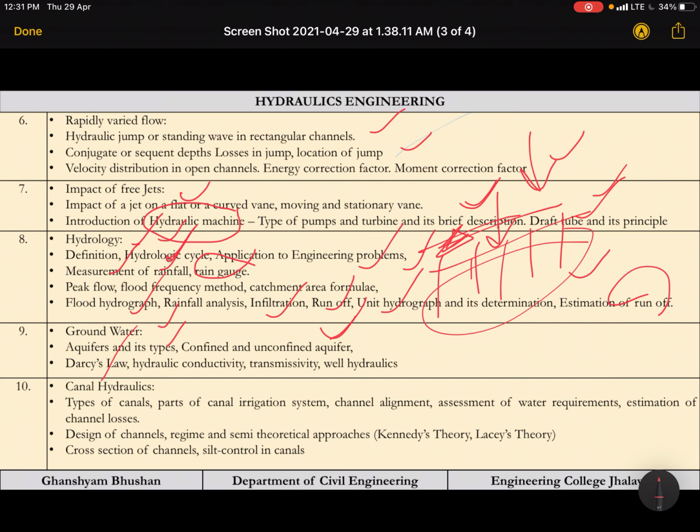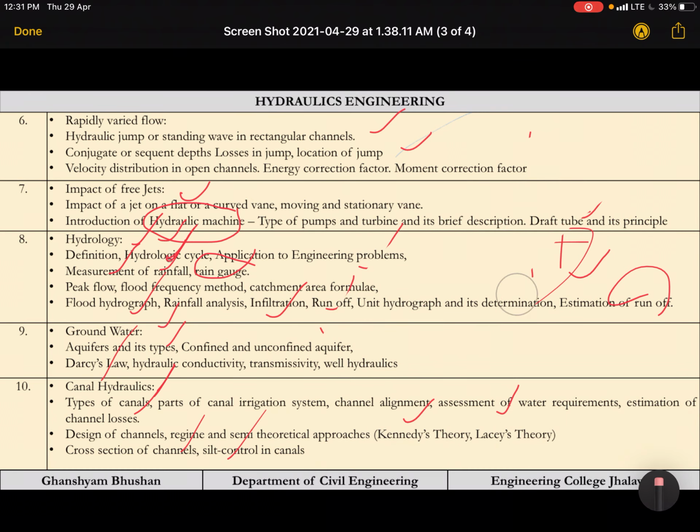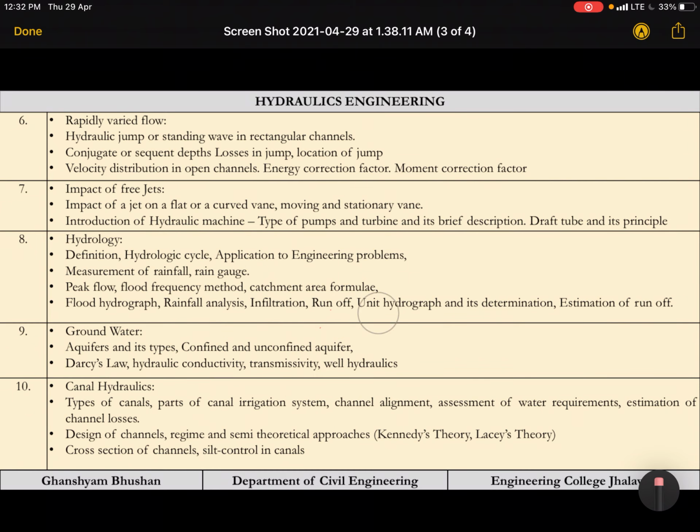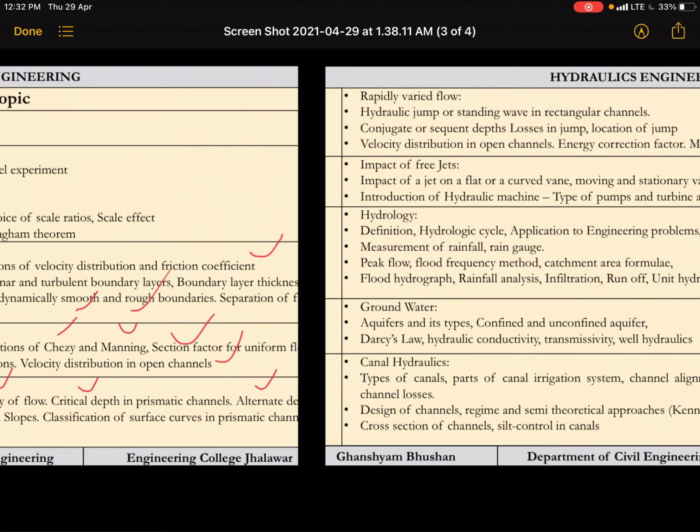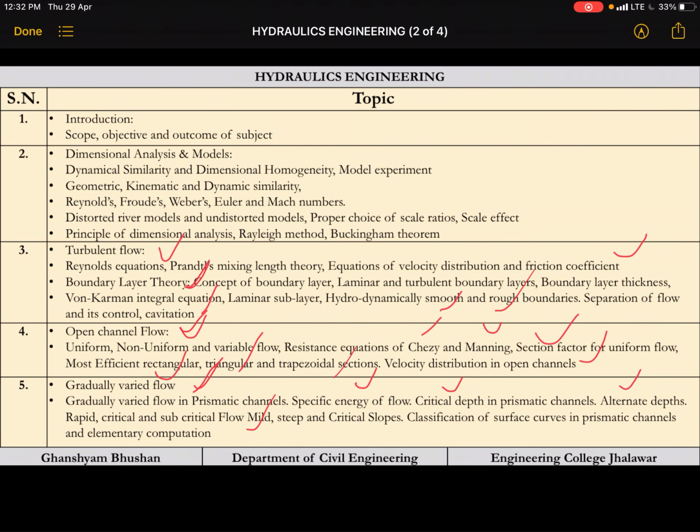After that, we are going to see the canal hydraulics. So this canal hydraulics you will be seeing in much more detail in the next semester. Here we will be seeing the types of canal, what are the theories, Kennedy and Lacey theory, and what is the typical cross section of channels, how silt is controlled in canals. This you are going to see in this subject. Now after understanding, I think you might have got the basic idea of what are the things you are going to study.